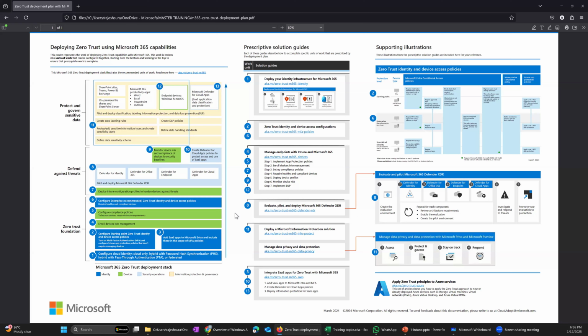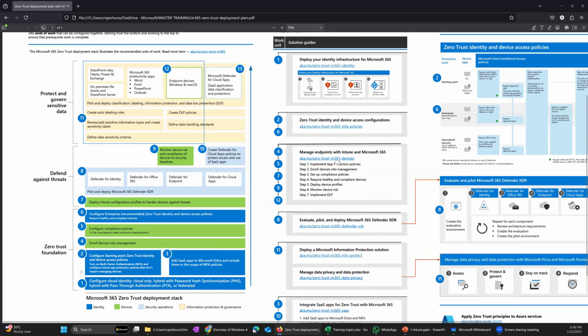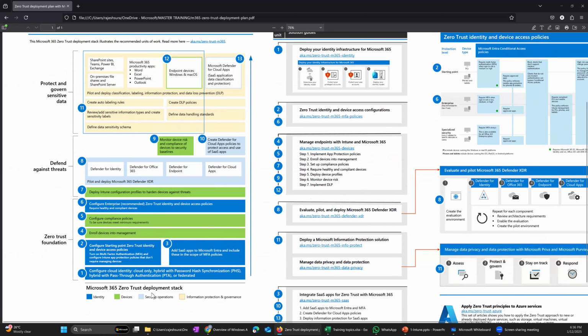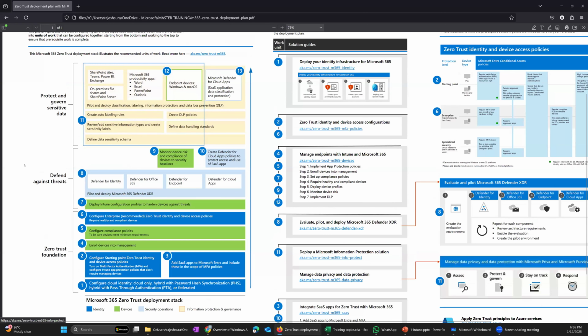Okay, so if you look at this, let me go ahead and zoom. Of course, we'll cover this in detail during our training. But if you look at this M365 Zero Trust Deployment Stack, everything in green color is devices. Everything in blue color is related to Entra ID. And everything in this light yellowish color is part of information protection and governance, which we will definitely not be covering. Some aspects of it we will cover.